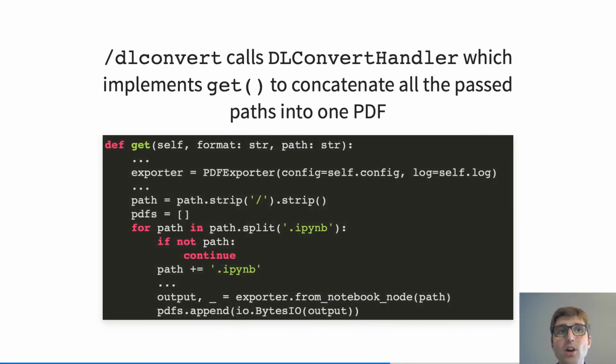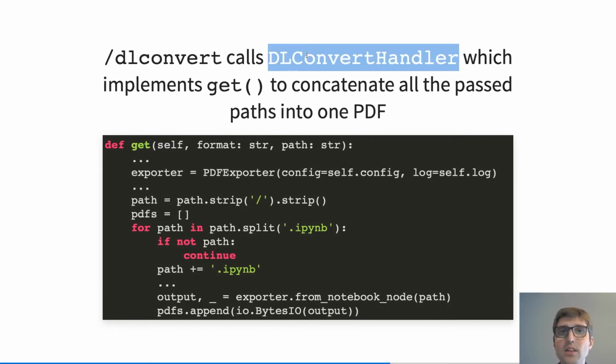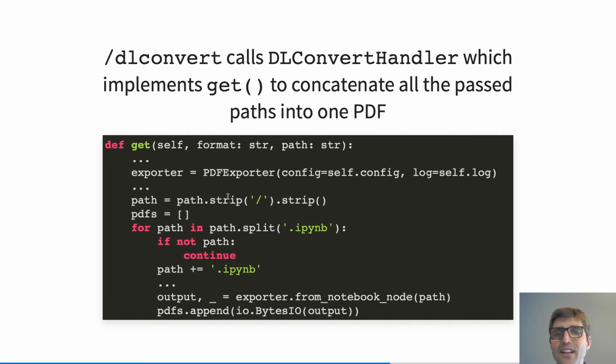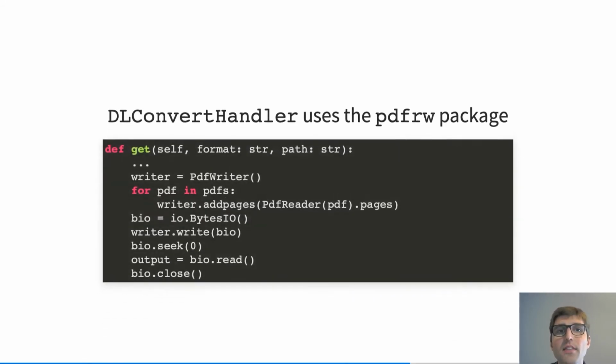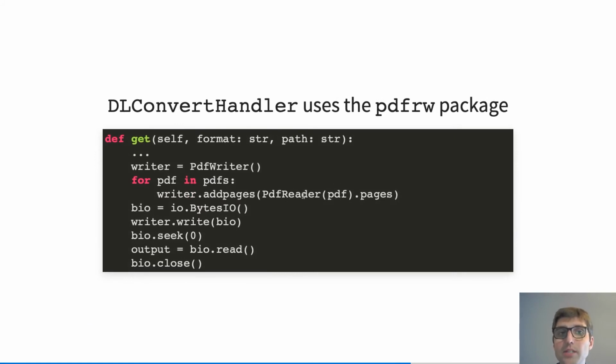Then the Python code inside dlconvert calls this get method, which is inside a dlconvert handler class. The get method sets up the PDF exporter and converts one by one all of the different paths that were passed in into PDFs and appends them into this list. That list of BytesIO objects goes into the PDFRW package, and we produce one PDF at the end, which is contained in this in-memory BytesIO structure.